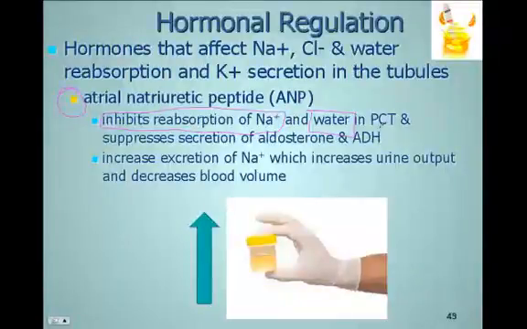And it does this primarily in the proximal convoluted tubule, and on top of that, it is also going to suppress secretion of aldosterone. Okay, so again, that's why it's opposing aldosterone. And on top of it, it even inhibits the secretion of aldosterone and antidiuretic hormone, which we're going to talk about in just a minute.